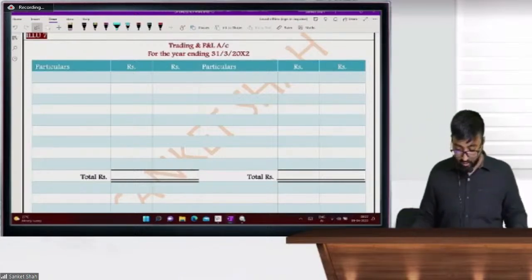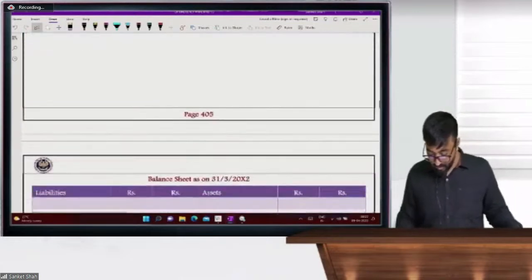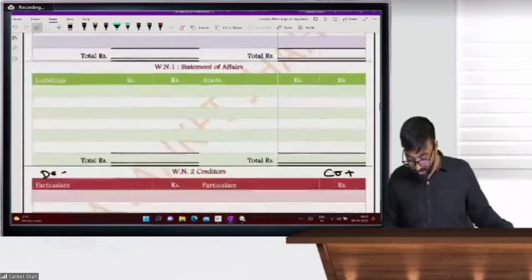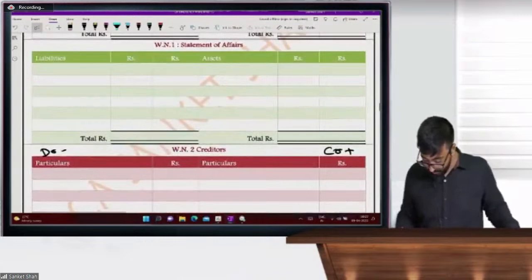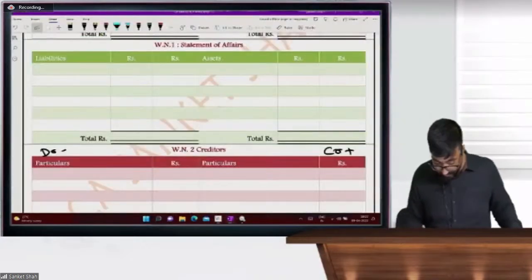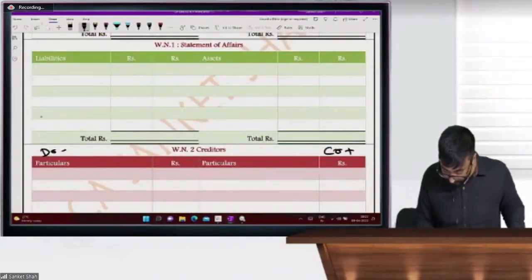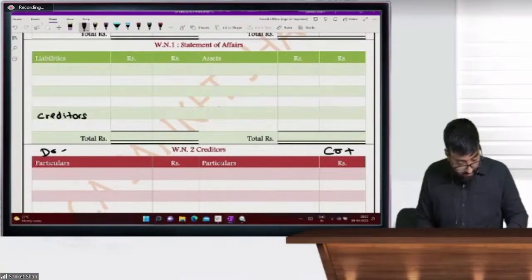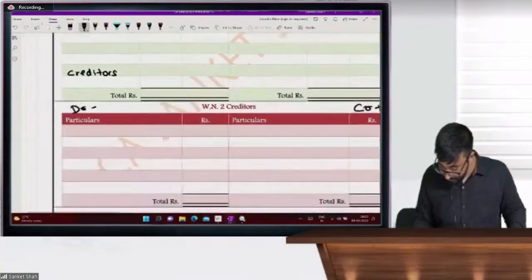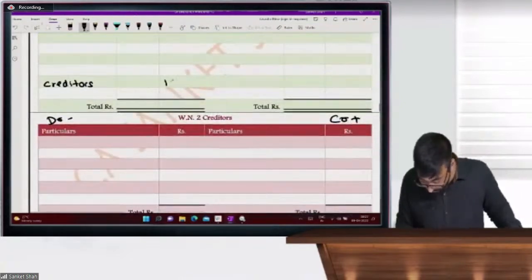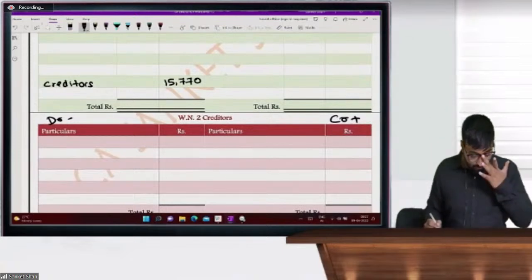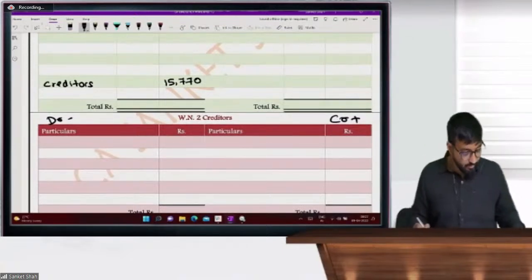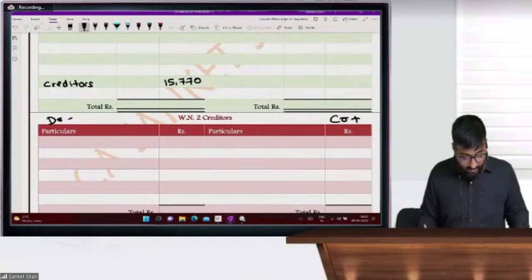ठीक है चलो स्टार्ट करना है बेटा. हाँ शुरुआत करते ओपनिंग बैलेंस शीट. 1 by 1. Creditors. Yes, tell me amount. Creditors 15,770. Now please don't copy it, please. Opening balance sheet. Next one.